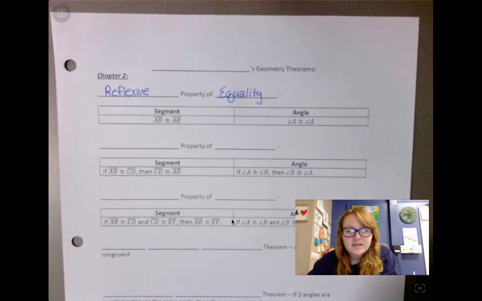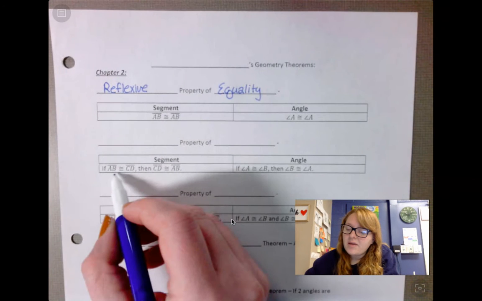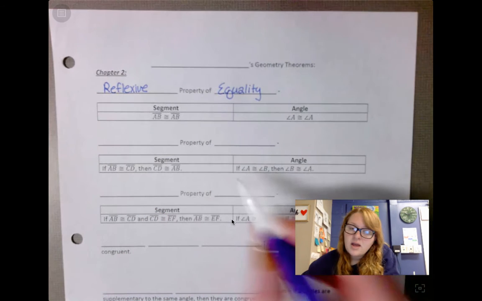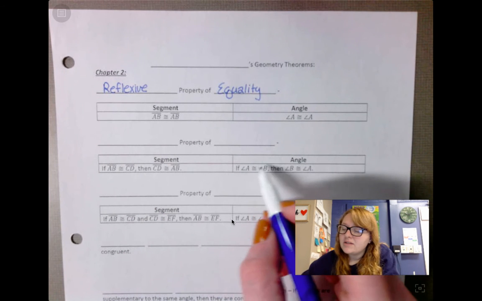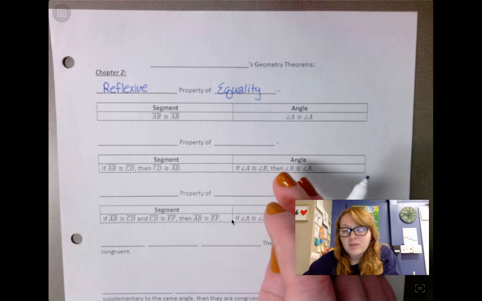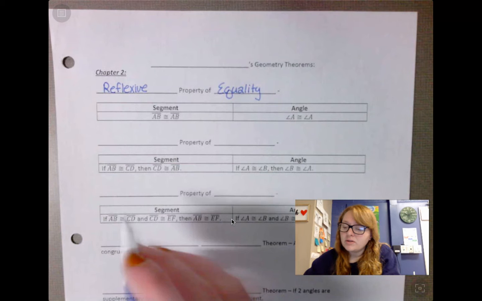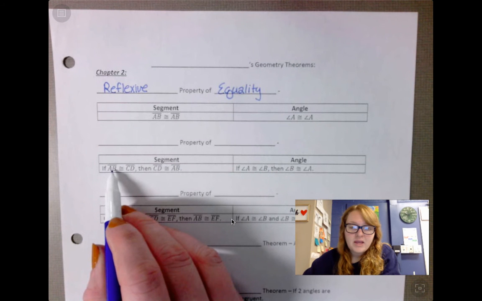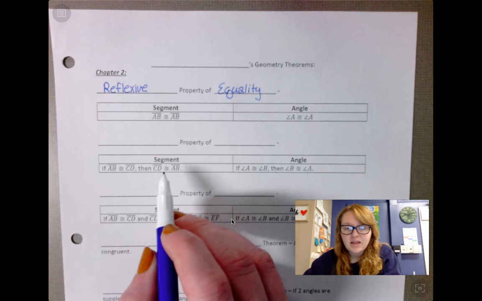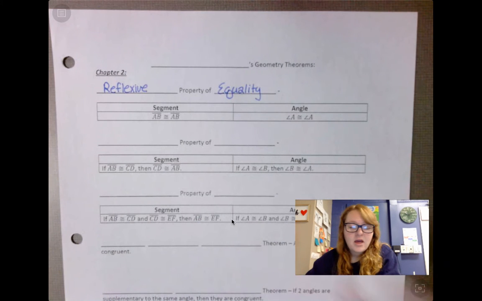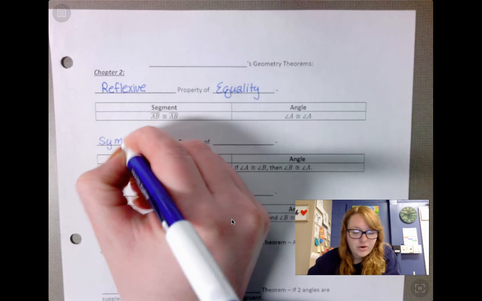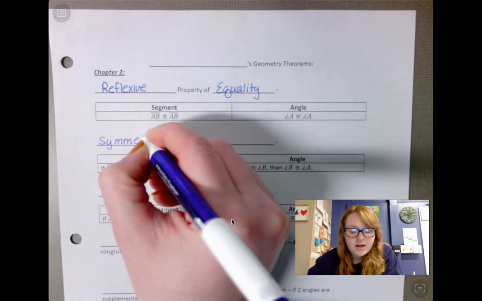Okay, this next one says that if AB is congruent to CD, then CD is congruent to AB. And over here with angles, if A is congruent to B, then B is congruent to A. So we didn't change anything about these except we flipped them around. We flipped the AB from the left side to the right side and the CD from the right side to the left side. Same thing with these A and B. Okay, this is the symmetric property. I always think of a mirror. Symmetric and a mirror.